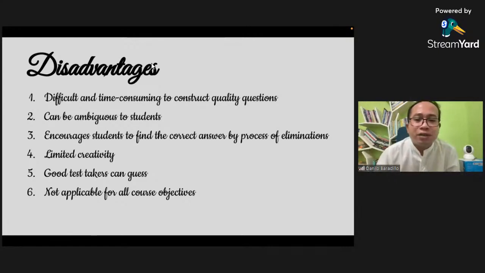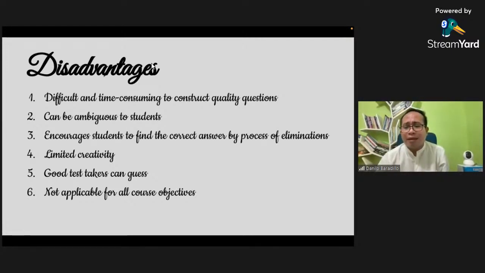It also encourages students to find correct answers by process of elimination. Of course, that's one way of taking the exam or the tests that make use of multiple choice questions. They have to do process of elimination because that has been taught to us long before, that if we're going to take examinations that are done in multiple choice, we have to do process of elimination to be able to get to the right answer. It limits creativity, a good test taker can guess, and it's not applicable for all course objectives.